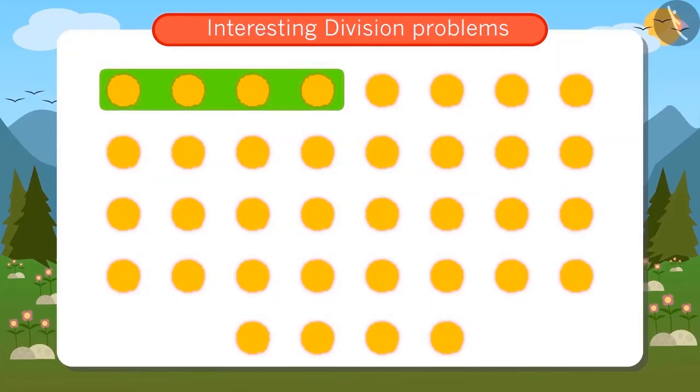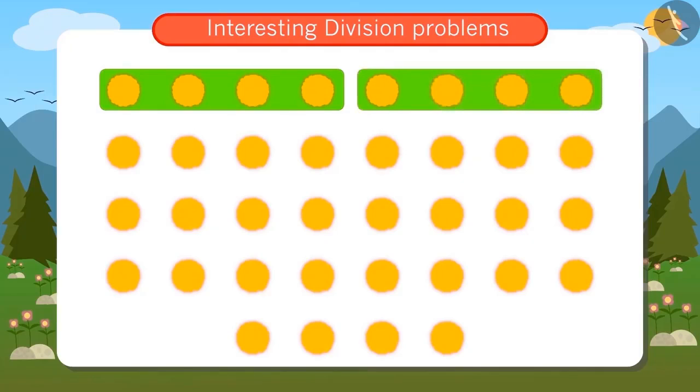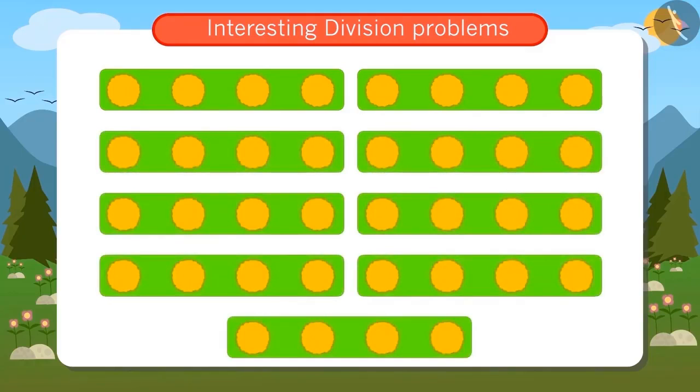I put these 4 laddus in a group. Out of the remaining laddus, let me put 4 laddus in the next group. In the same way, I make groups of 4 from the remaining laddus. Now I count these groups. There are 9 total groups. That means I have to buy 9 boxes.